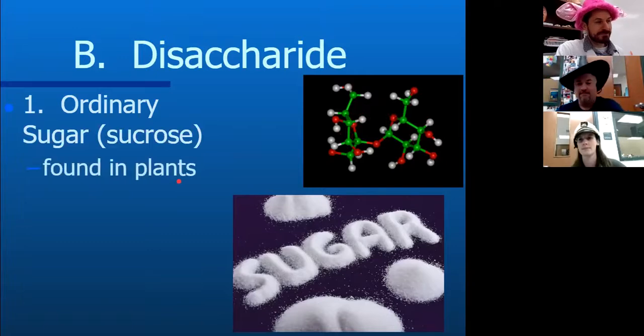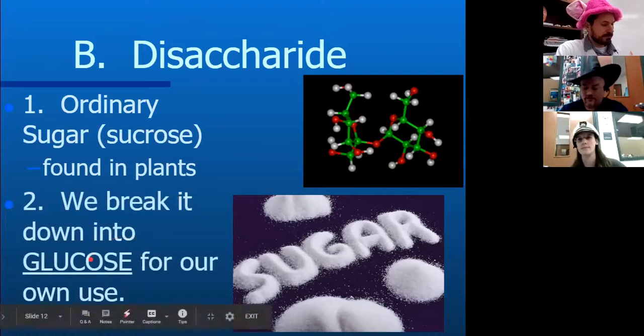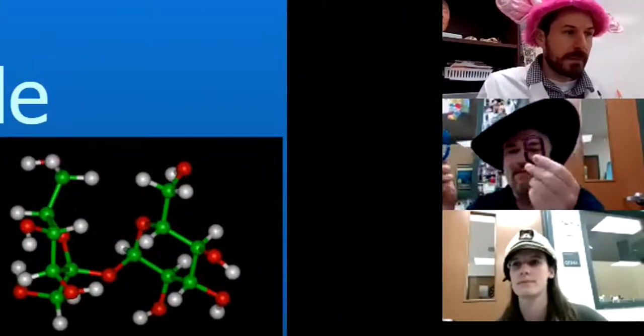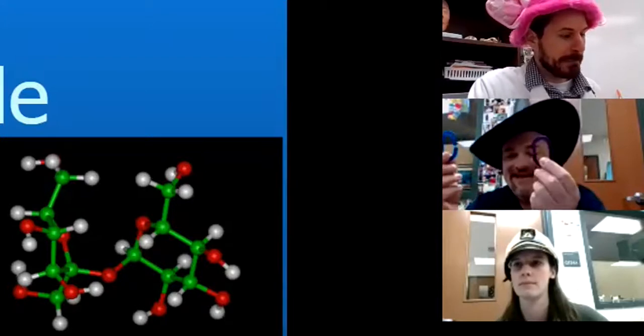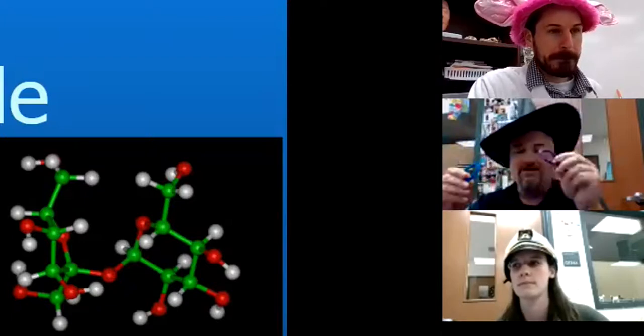This is made in plants, generally, and we break it down into glucose for our own use. So we take this disaccharide in our digestive system, we'll snap it apart, get two monosaccharides that can then get into our bloodstream. They're now small enough to get into our blood, travel through our bloodstream, and get into our tissues, our muscles, and then we can use those for energy.